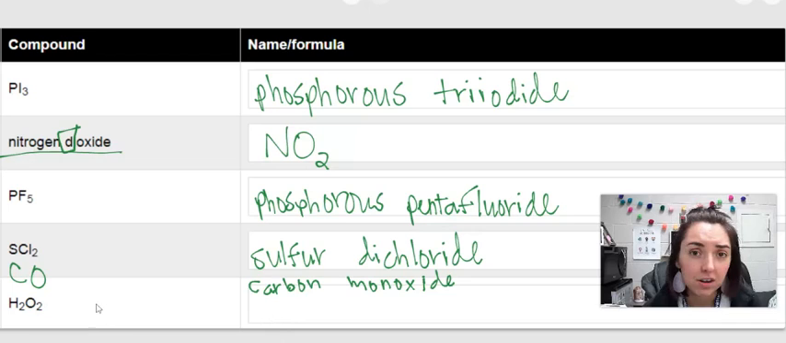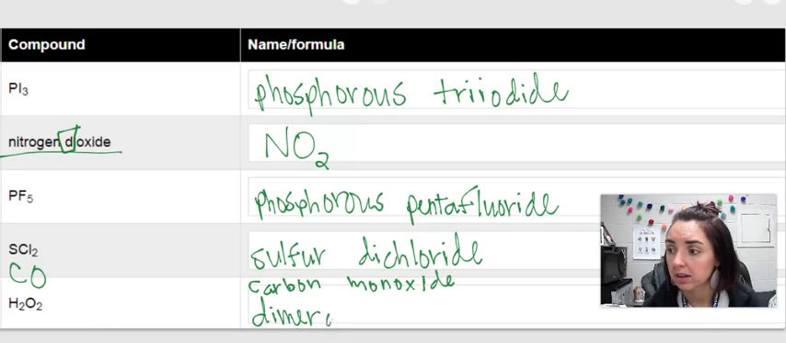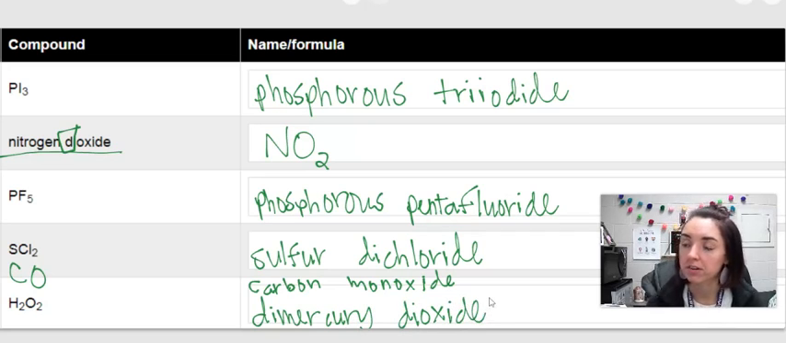And the last one here, we have an example where we have more than one of the first element. So that would be dimercury dioxide, because there's two of each. Dimercury dioxide. There's one more I want to show you, a little weird prefix.